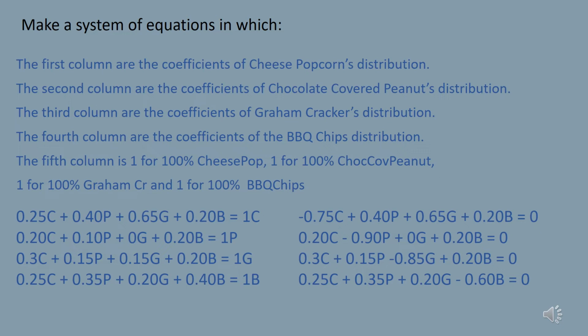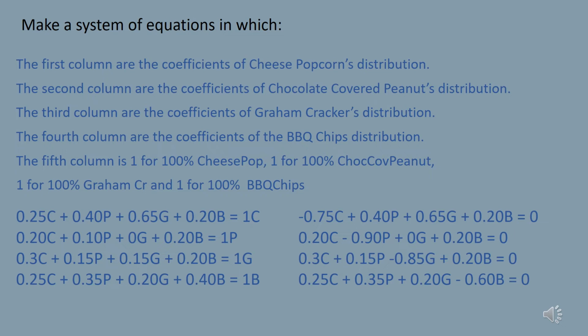So the first row needs to equal one full sector for cheese popcorn. The second row needs to add to one full sector for chocolate-covered peanuts. The third row needs to add to one full sector of economy for graham cracker, and the fourth row needs to equal one full economy sector for barbecue potato chips.